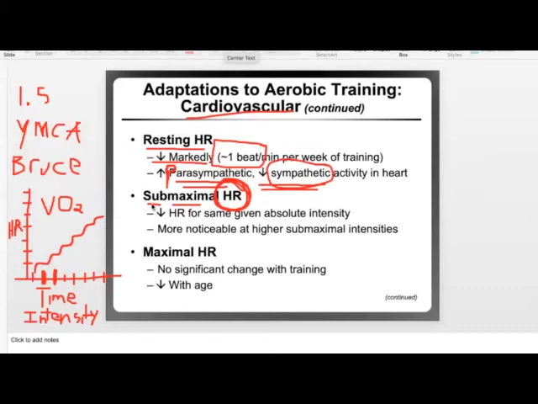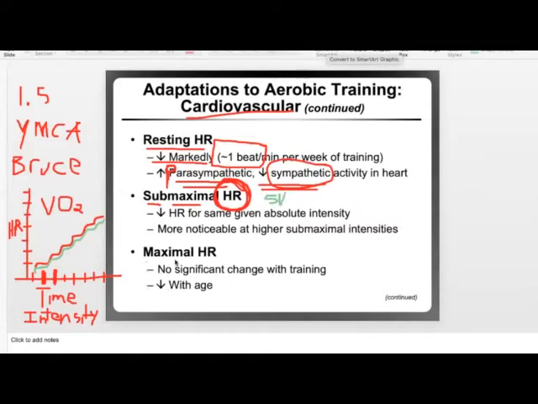All right, now my sub-maximal heart rate, for somebody who is trained, is going to look less than this. This is just a model, but it'll have a lower heart rate for every given intensity for somebody who's trained, because their heart doesn't have to beat as hard, because their stroke volume is going to increase.